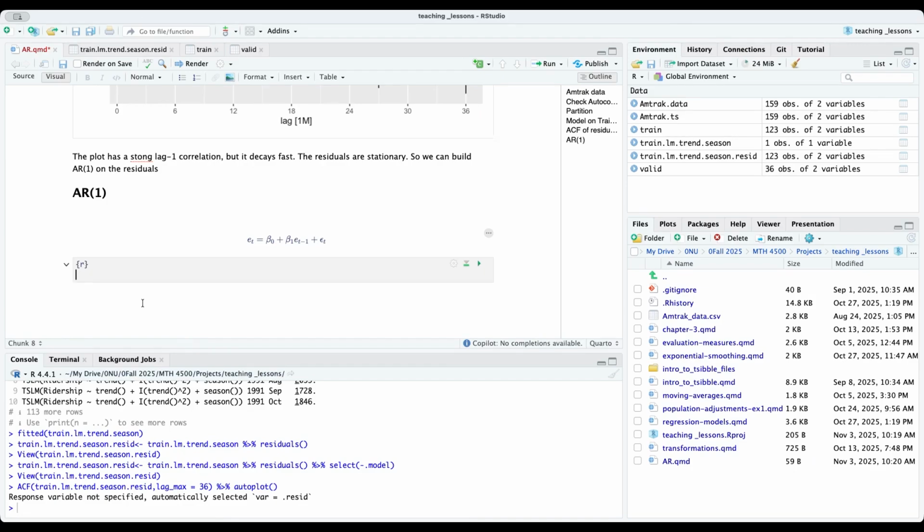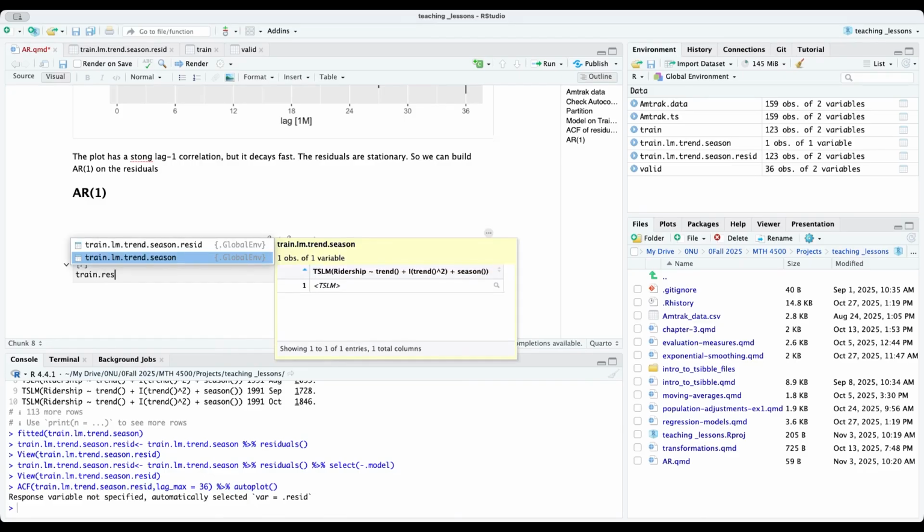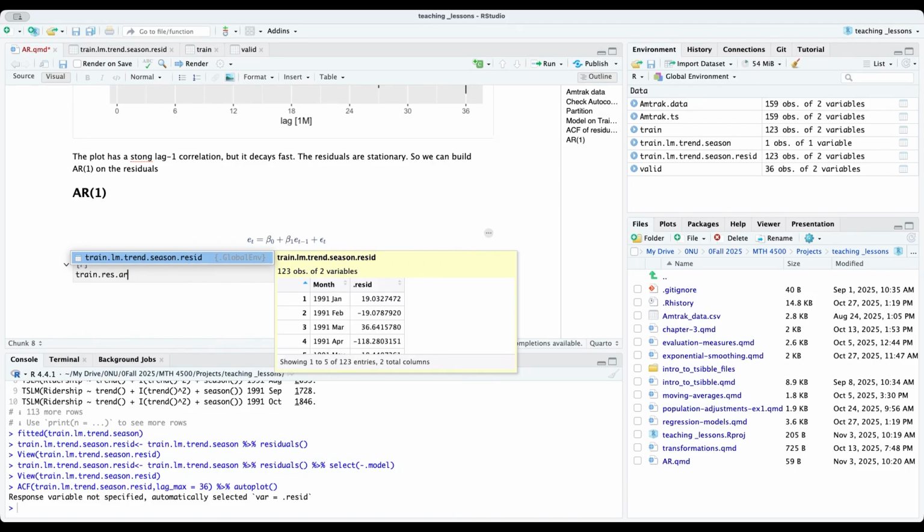So to build the autoregressive of order 1, we have to do the following. Again, we still have training data. It's a 2-layer model. The first layer on the training data set was the linear regression. Then we found the residuals. Now we are building the ARIMA, technically the autoregressive of order 1, on the residuals. So I'm going to call it train dot residual. So we know that we build this on the residual. I'm going to call it AR or ARIMA.